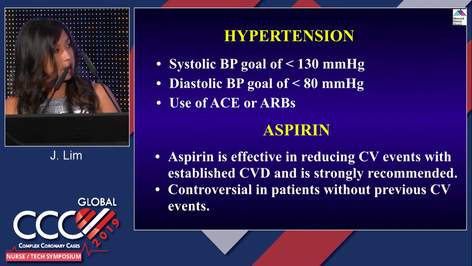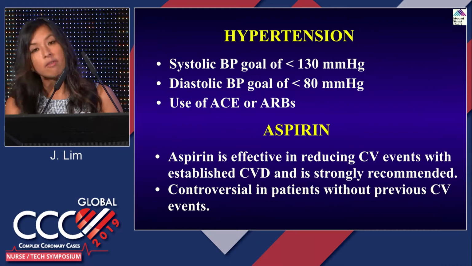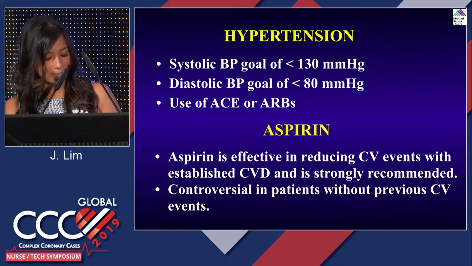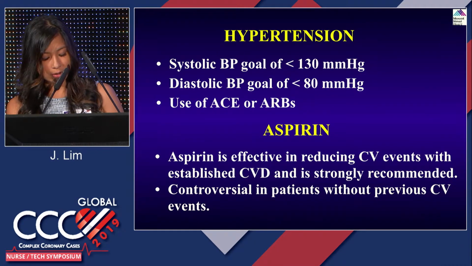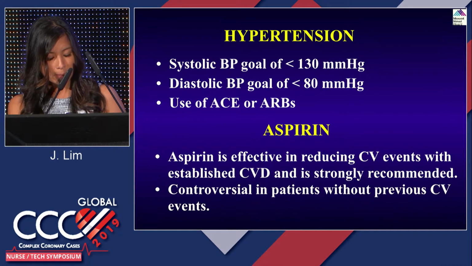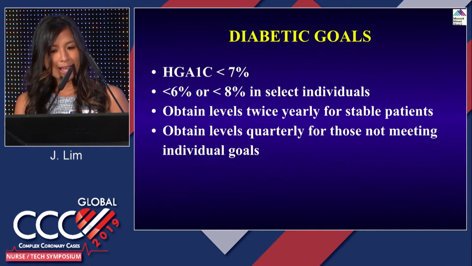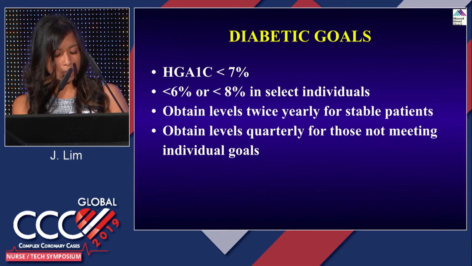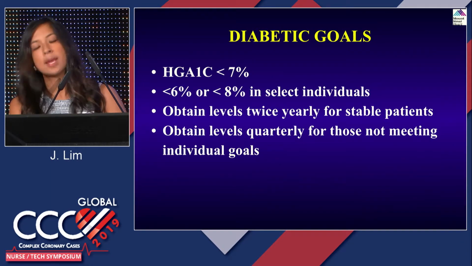In terms of aspirin, we used to say to give aspirin to everyone, and it's true that aspirin is effective in reducing cardiovascular events in diabetic patients with established CVD, but it still plays a controversial role in patients without previous CVD events. And then glycemic control. So that's important in our diabetic patients.